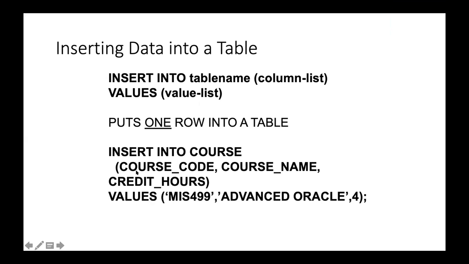Now when you give the column names also of the table, for example, here insert into course, we say course code, course name, credit hours, and then give the values. It will put the first value in the first column that you have mentioned. So 3 columns and 3 values is what you've given. Here you can swap the columns also.